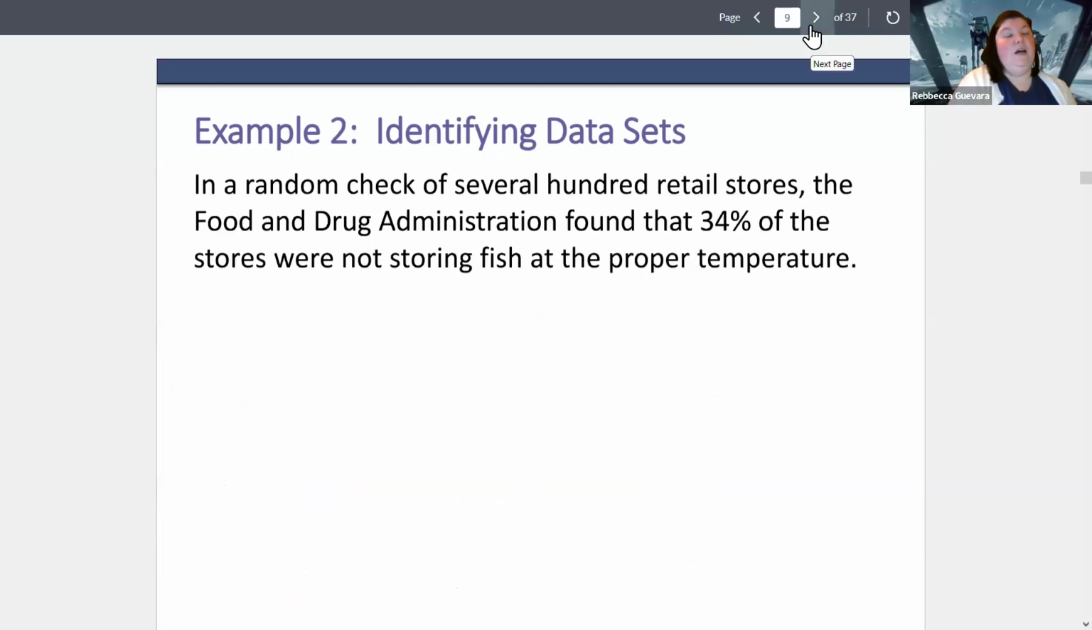So another one, identify your data sets. I think I forgot to say what you're identifying, but in a random check of several hundred retail stores, the Food and Drug Administration found that 34% of stores did not store fish at the proper temperatures. So once again, tell me what that sample is. Tell me what that population is. Now you have a better idea. You might want to just pause a second, think about it, and then describe the data.